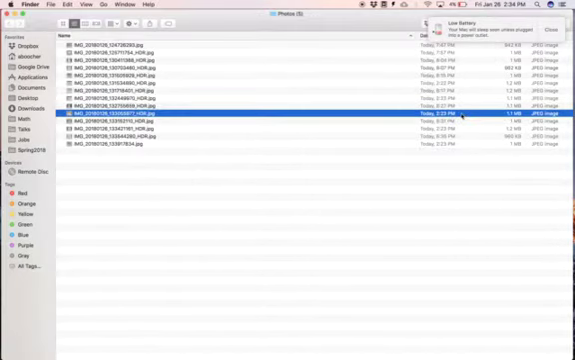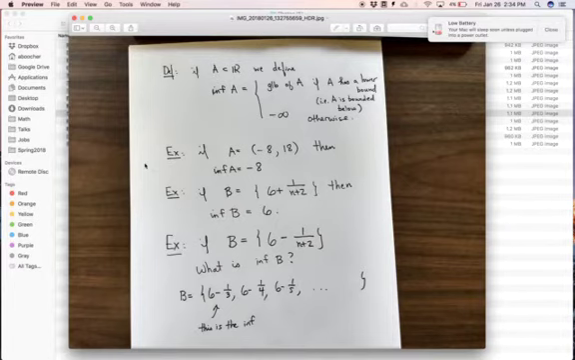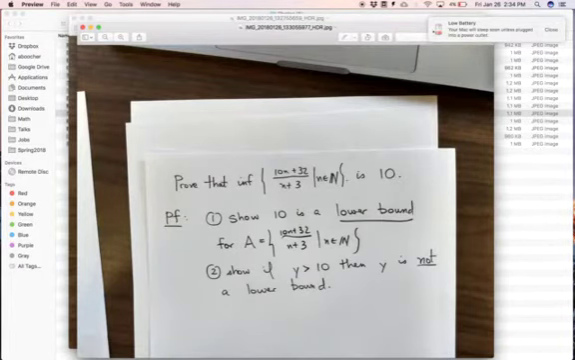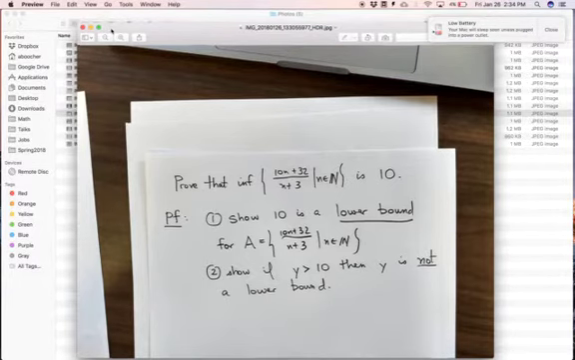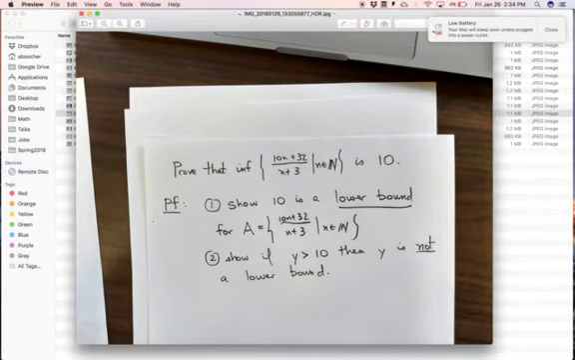So now I want to finish these slides by doing a final proof. I want to prove that the infimum of a set is 10. I've described this set as a fraction, 10n plus 32 over n plus 3. We're going to have to do a little bit of work with these fractions, so we'll get practice with that. I want to show that 10 is a lower bound, and I want to show that if y is bigger than 10, then it can't be a lower bound.